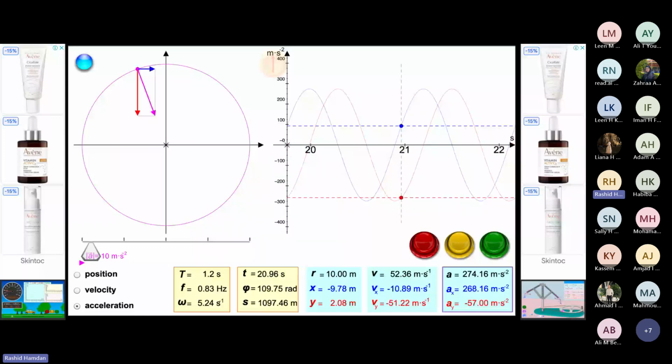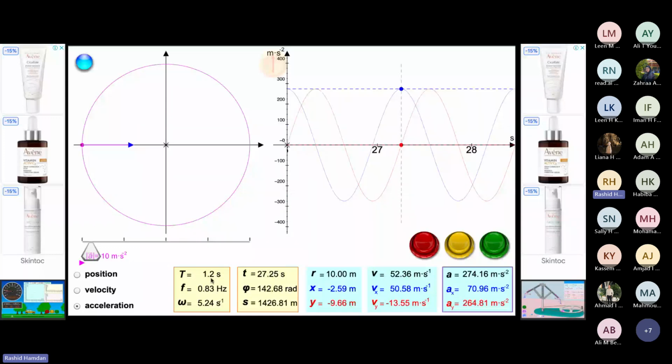Here they define the period as 1.2 seconds. I don't know if we can change it. Of course, the frequency is just 1 over the period.